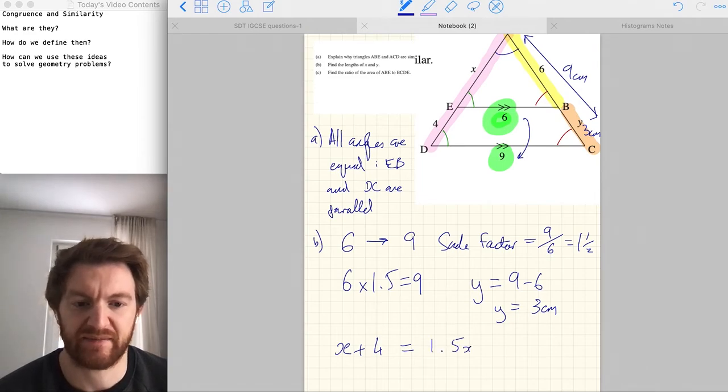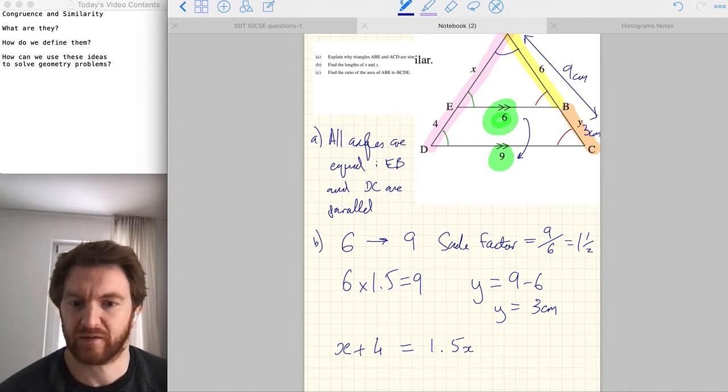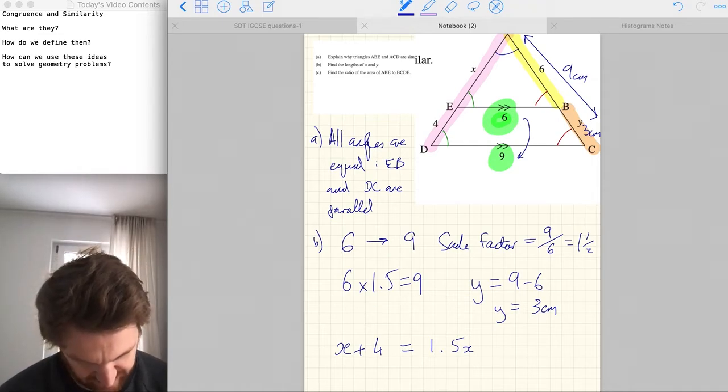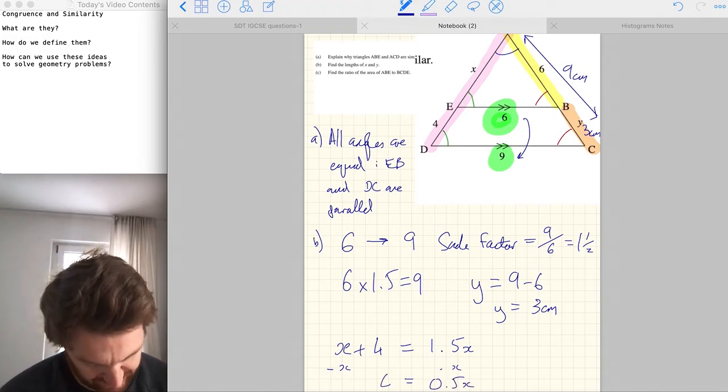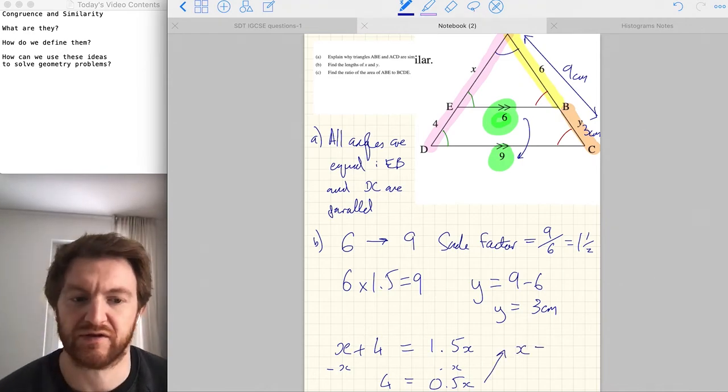So we can set up a little equation. Then we can start to solve the equation. We could minus x from both sides, so 0.5x would equal 4. And then we can say, if half of x is 4, then we can double it and get x is equal to 8.